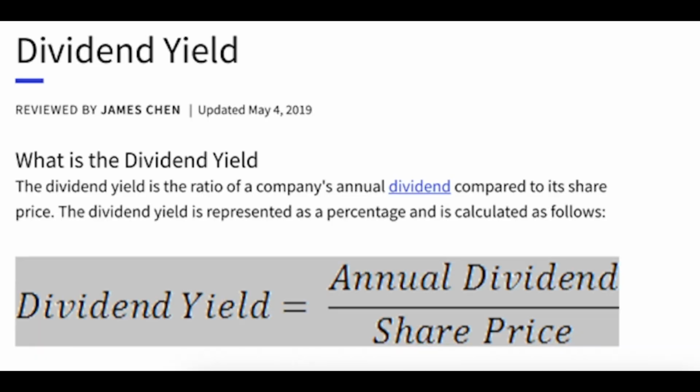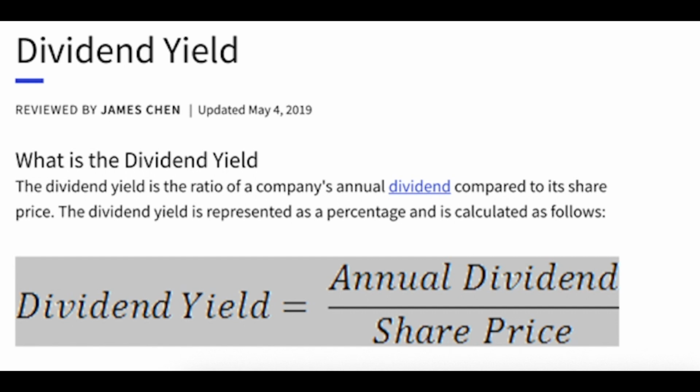So the first thing we're going to look at is the dividend yield. What is the dividend yield? The dividend yield is the ratio of a company's annual dividend compared to its share price. The dividend yield is represented as a percentage and is calculated as follows. Dividend yield equals annual dividend divided by share price. So guys, again, that's annual dividend for the year divided by the current share price.